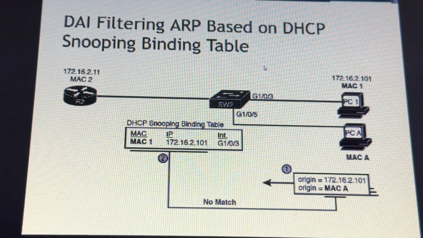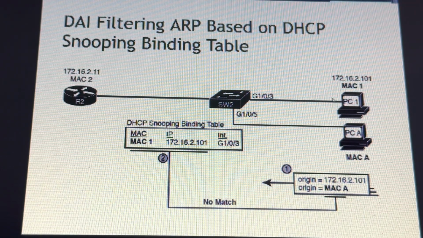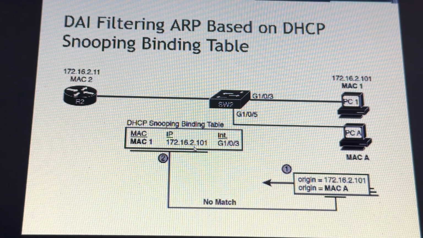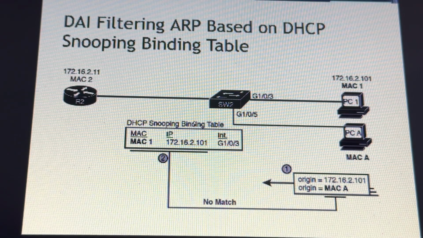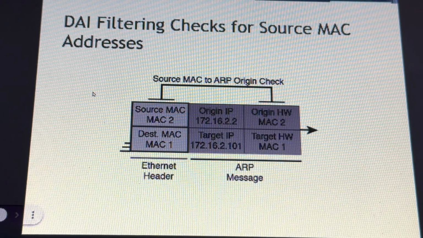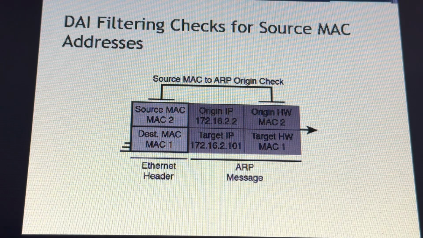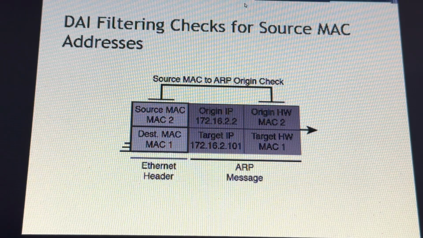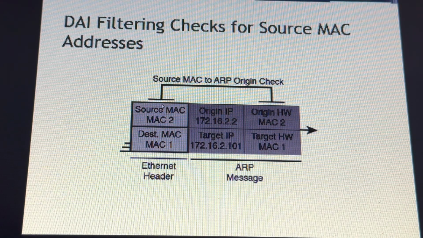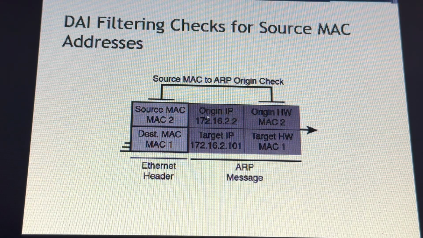So we have the ability to filter ARP based on the DHCP snooping table, because the DHCP snooping table is keeping track of who has what IP address. So the MAC to IP address with the interface. So when this guy tries to send his ARP in, it goes, no, sorry, not correct. The DHCP snooping table has Mac 1. I'm not taking your information. So this is just showing you that it checks the source MAC address to confirm that it is in fact going to the right IP.